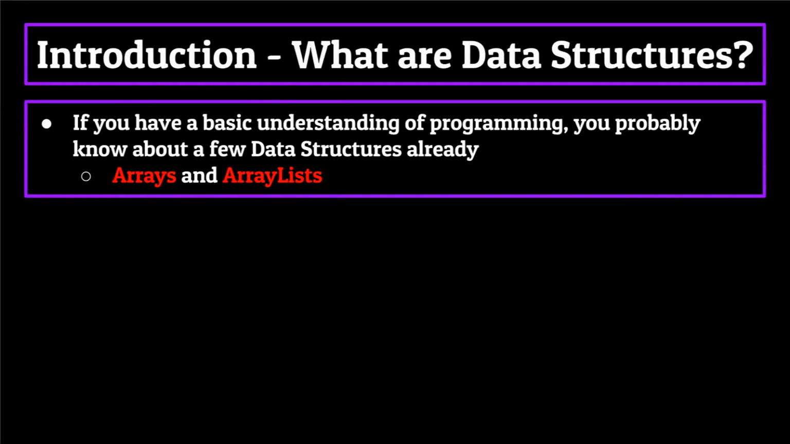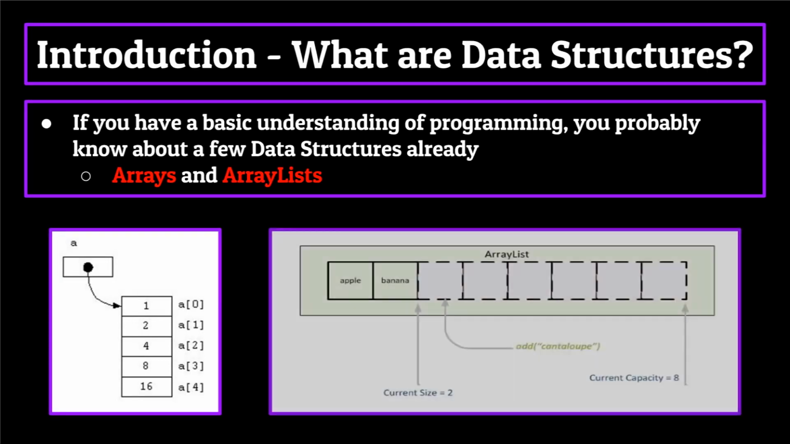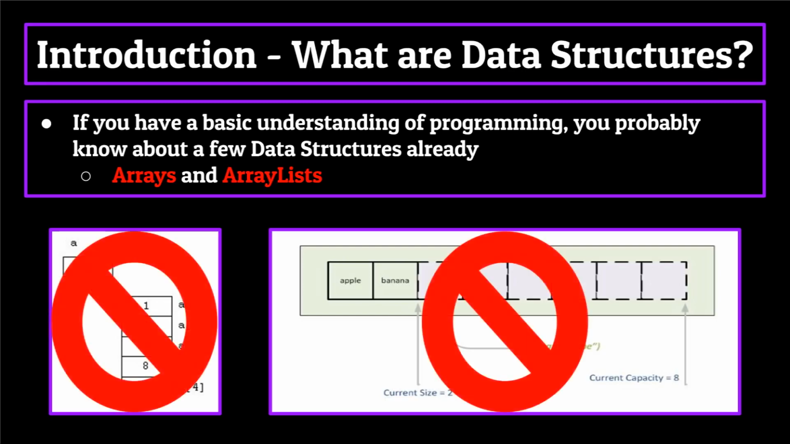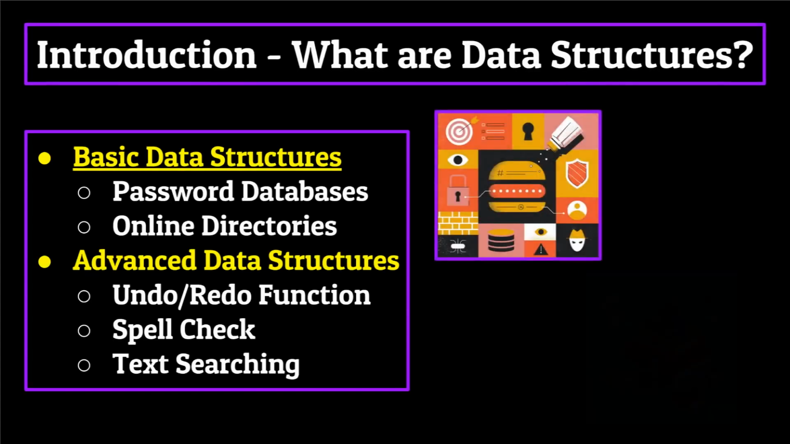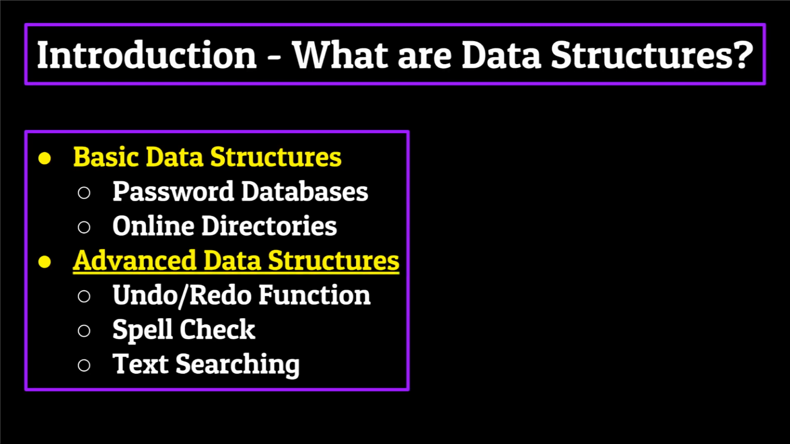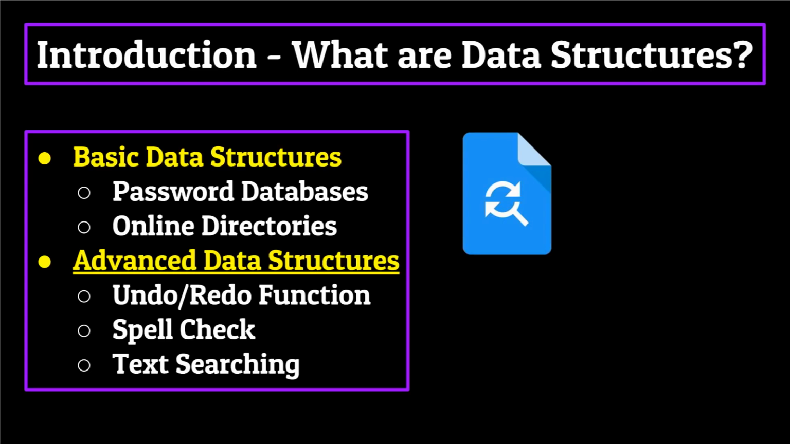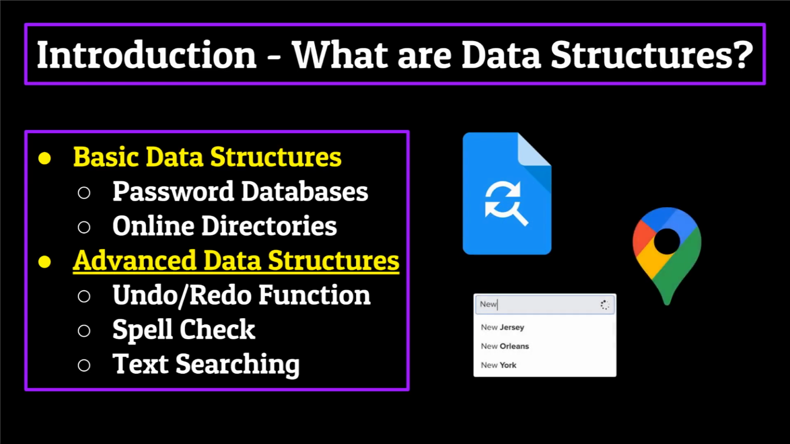If you have a basic understanding of programming, you probably know about a few different data structures already, such as the array and the array list, also known as the list in Python. But if you're going to be pursuing a career in computer science, just knowing these two is definitely not going to cut it. While basic data structures such as the array are used frequently by companies throughout their code, more advanced data structures are being put to use all around you. The undo-redo button in Google Docs, Google Maps on your phone, even the autocomplete feature through your text messages all require the use of more advanced data structures, which makes them extremely useful to learn and comprehend.